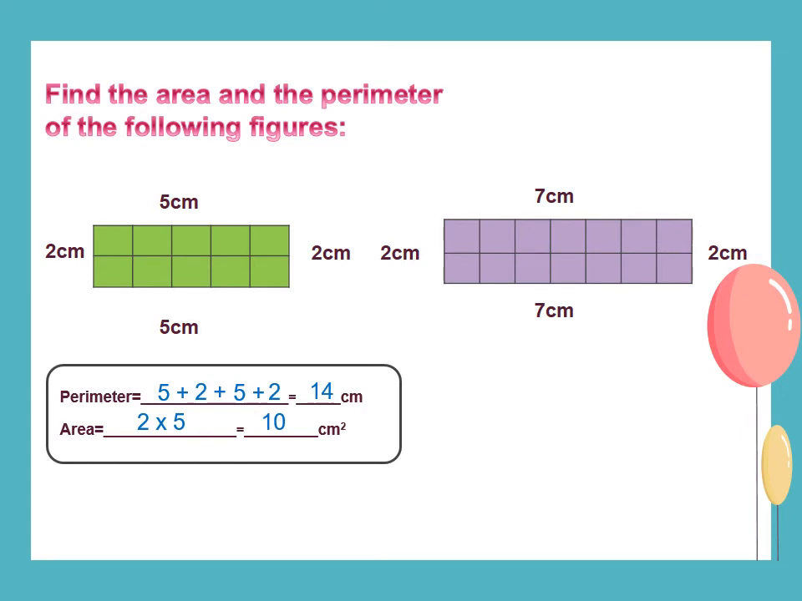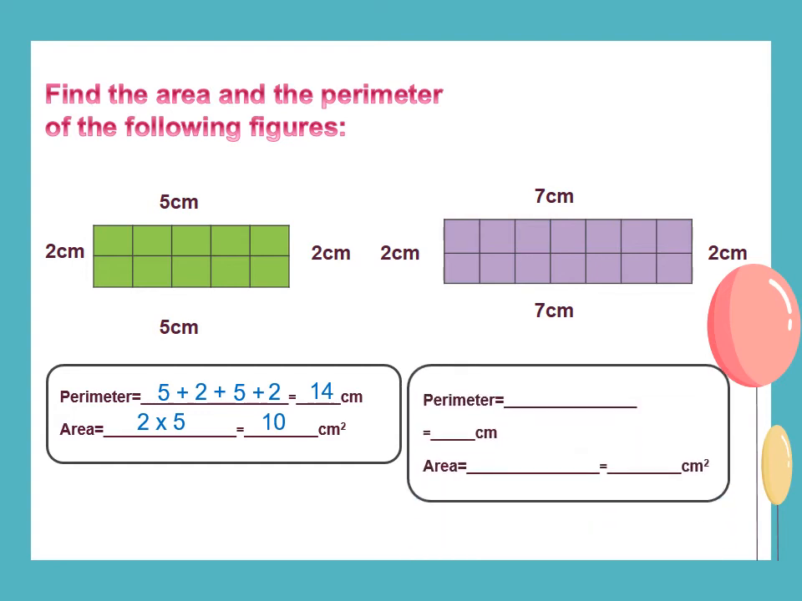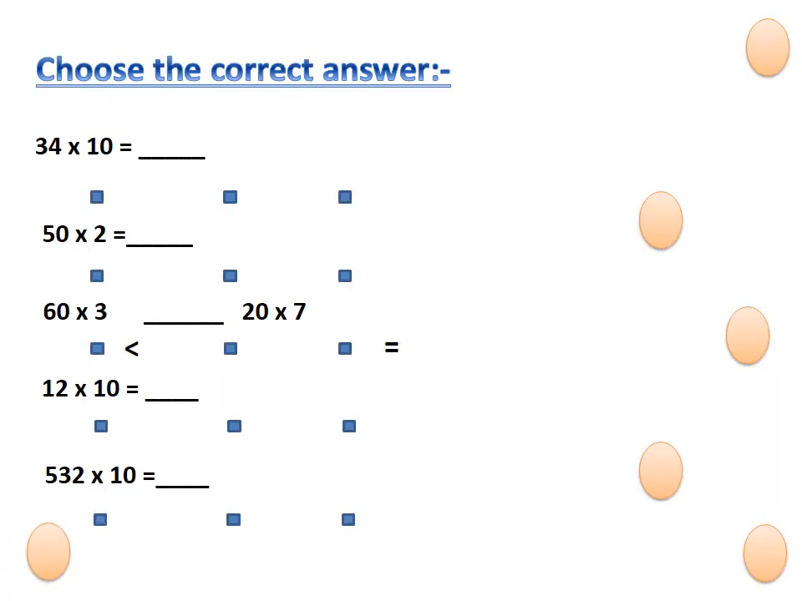Okay, the next shape is also a rectangle with 2 centimeters and 7 centimeters length and width. The perimeter here is 2 plus 7 plus 2 plus 7. It will be 18. And the area will be 2 by 7, which will be 14. And if you find the number of square units inside the shape, it will also be 14 square units, which is 14 centimeters squared.